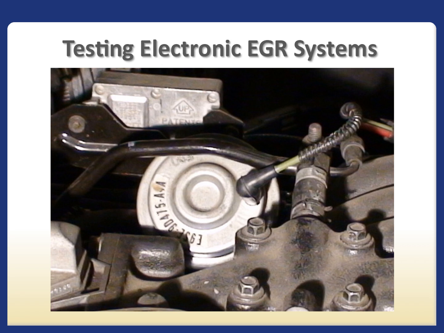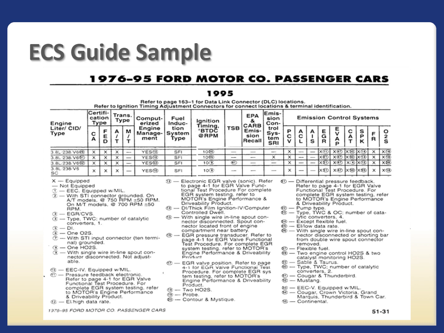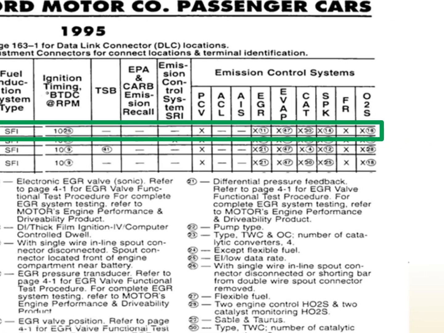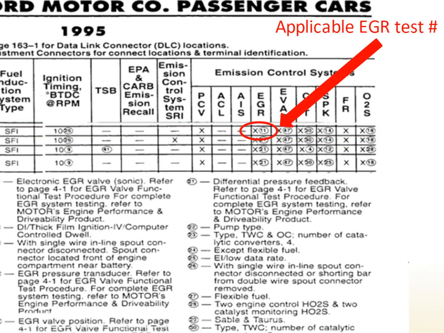The PCM relies on input from various sensors such as engine speed, engine vacuum, exhaust system back pressure, coolant temperature, and throttle angle to determine the correct amount of exhaust gas recirculation. The inspector needs to use an Emission Control System, or ECS, application guide to find the proper EGR test for the 1995 Taurus. As shown in the slide, the appropriate test number is identified by vehicle make, model year, and engine size. The correct EGR functional test procedure for this Taurus is test number 11.